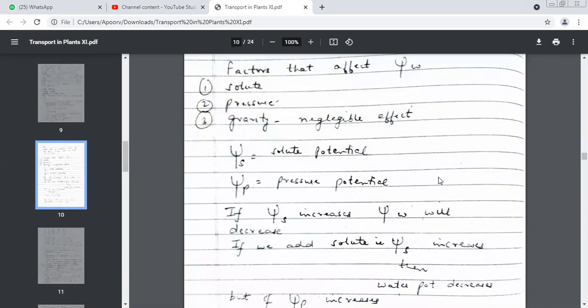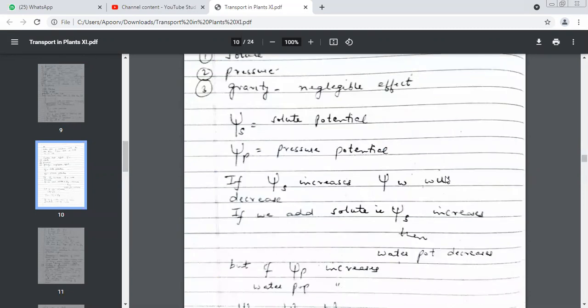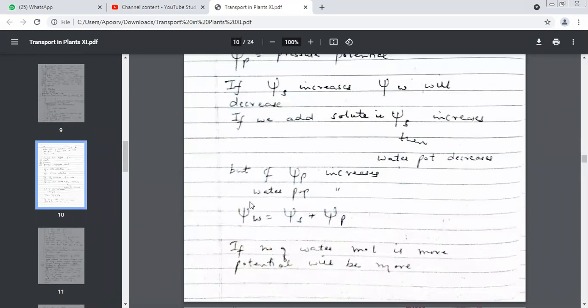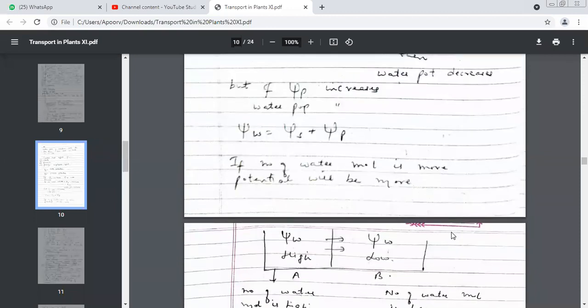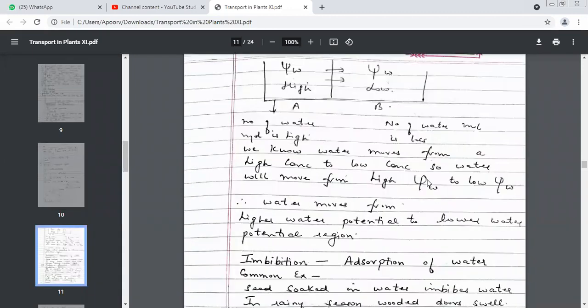Which factor is directly proportional? Pressure. Okay. What is Xi W? Water potential. What is Xi S? Solute potential. What is Xi P? Pressure potential. What is the formula we did for Xi W? Xi W equals Xi S plus Xi P. Yes.